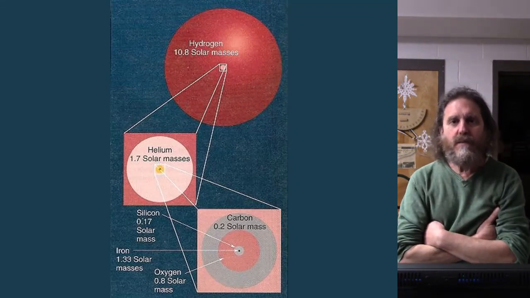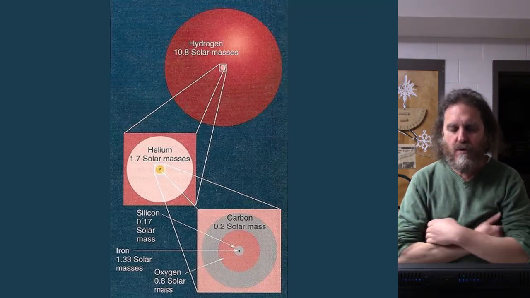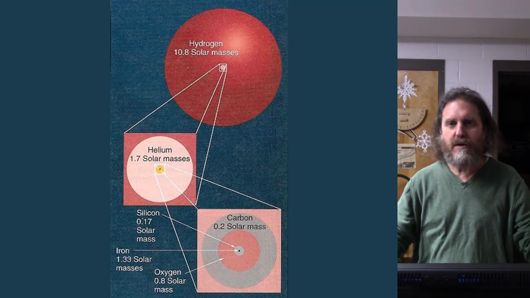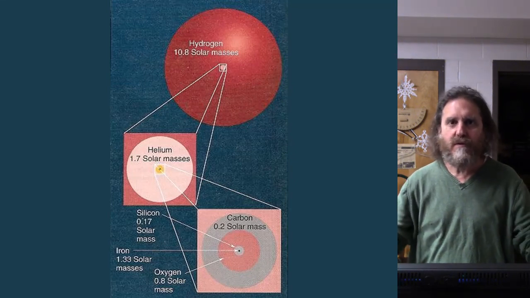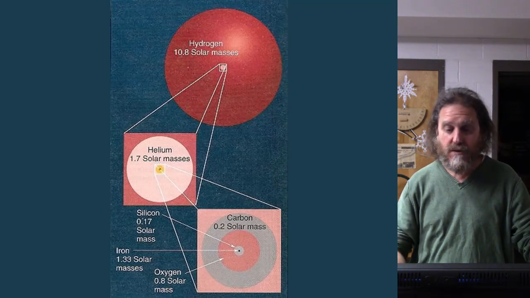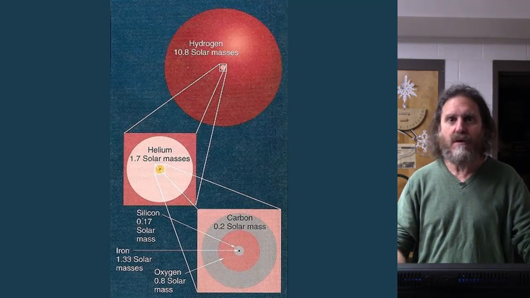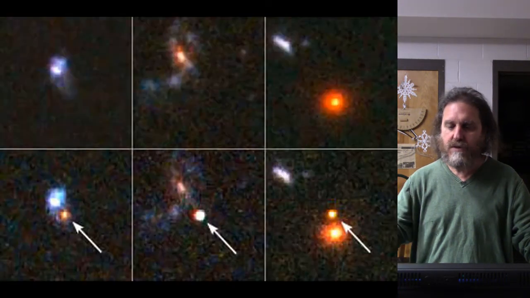Now, what happens at the end of the life of these stars is that the iron core builds up to a certain quantity, and then for reasons that have to do with other physics, it collapses and the star explodes. And this is called a core collapse supernova. And these are seen all over the universe.